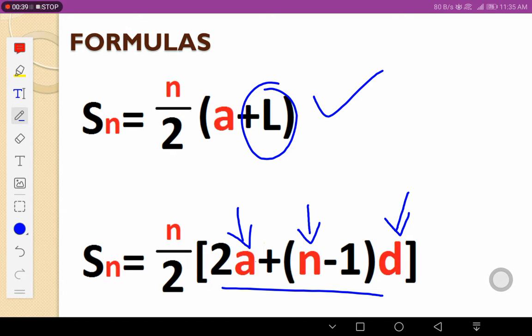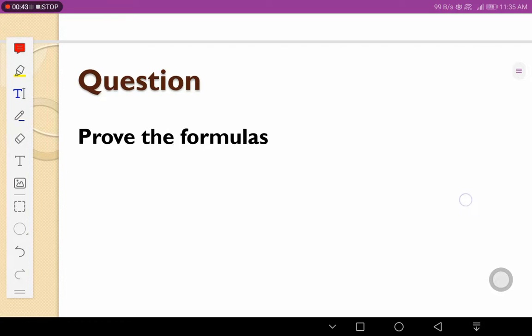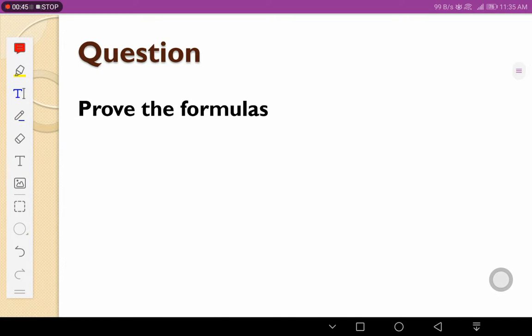Now we are going to have a look at a question. The first question is saying we should prove the formula there. So we want to prove those two formulas. That's the question that we have.